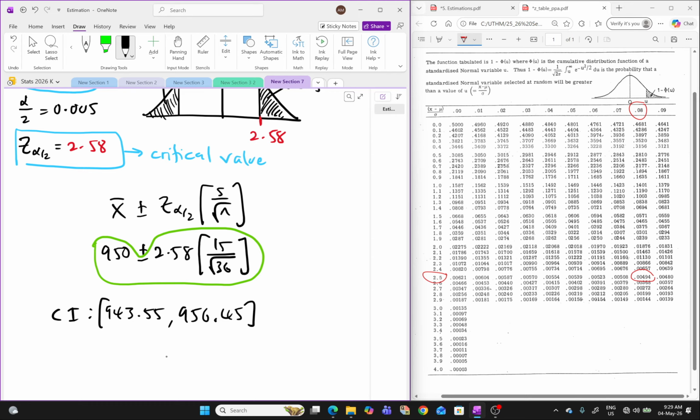Jangan lupa Rabu ni ada test. Kita belajar objektif. BPC dengan BPA.